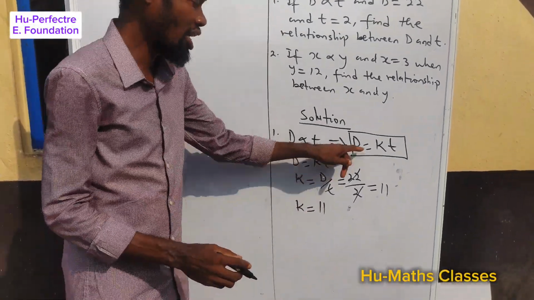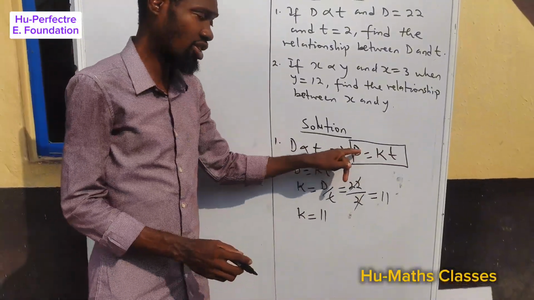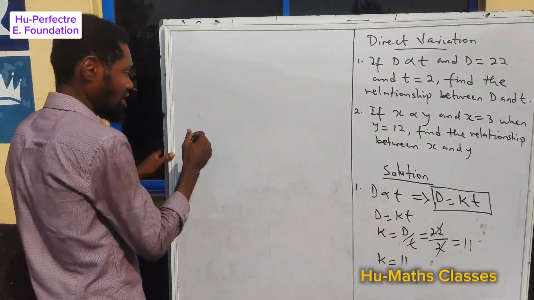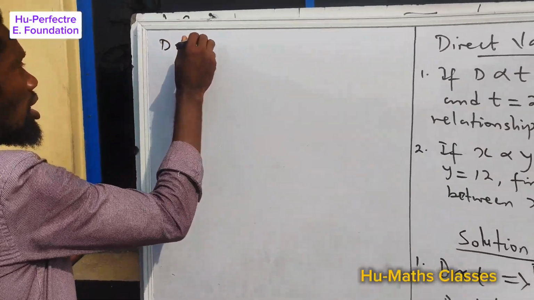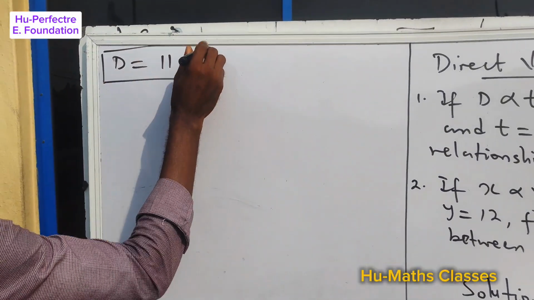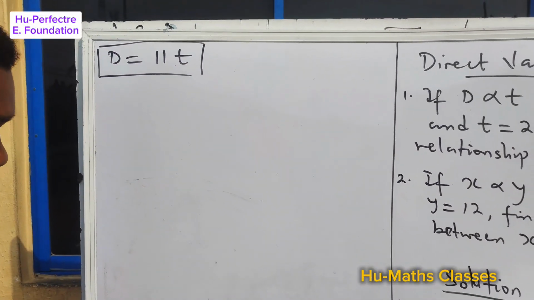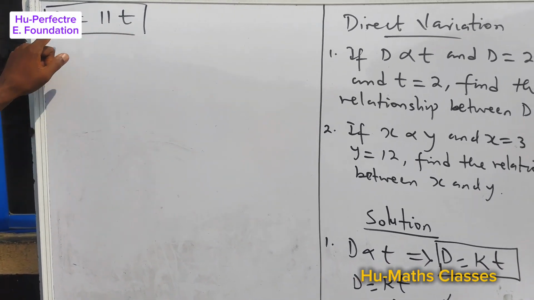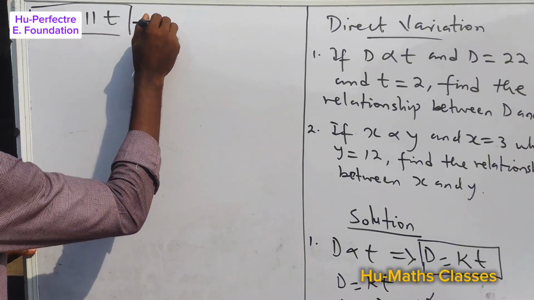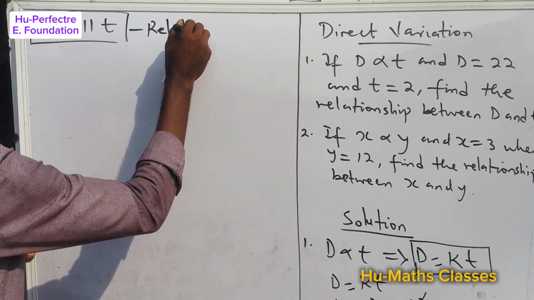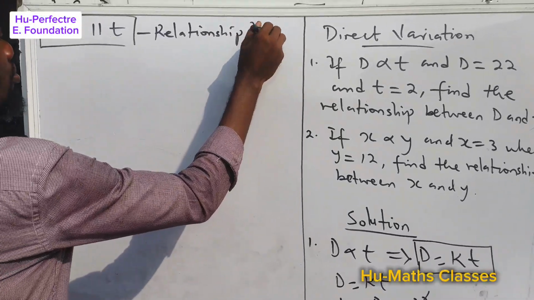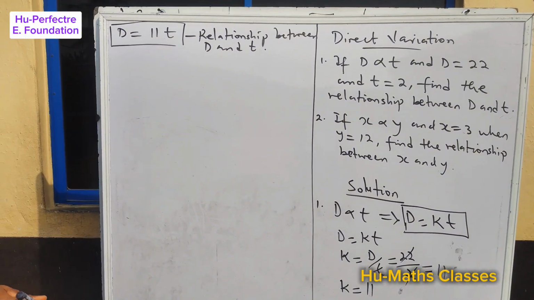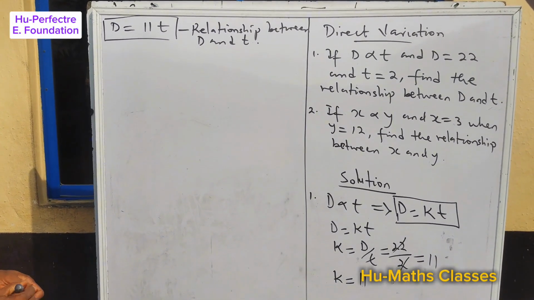So let's return back to the relationship between D and T, now that we know that K is 11. So the final relationship between D and T will be D is equal to 11T. If we substitute the value of K, which is 11, in the place of K, we'll be having D is equal to 11T. So this is the relationship between D and T. That is the final result because we're only asked to find the relationship between D and T.